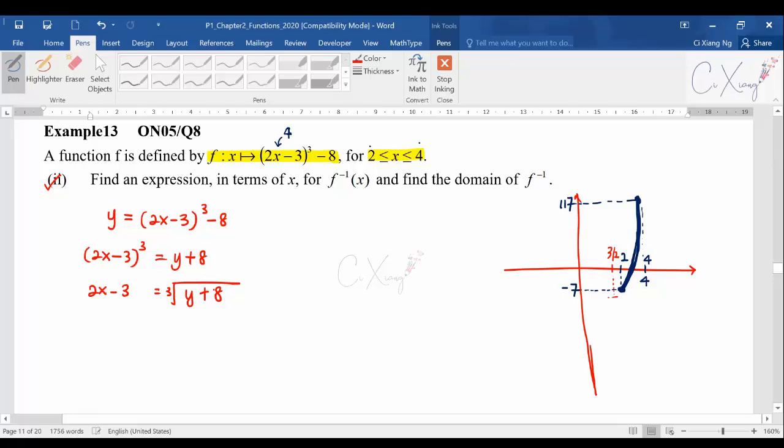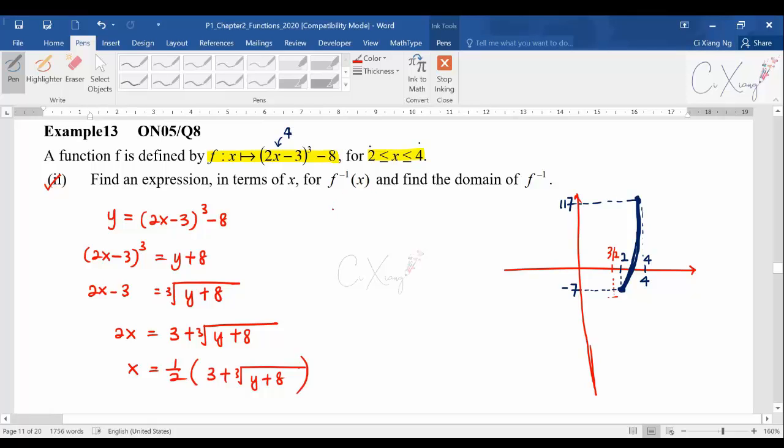When you take the cube root, you don't need to consider plus and minus sign. Only when you have an even number root, like square root, then you need to take plus and minus sign. It's even, right? 2, so plus and minus sign. Then maybe root of 4, also the same. The odd number, no need. Then what is the next step? You have 2x equals 3 plus cube root of y plus 8, and after that x is equal to half of 3 plus cube root of y plus 8.